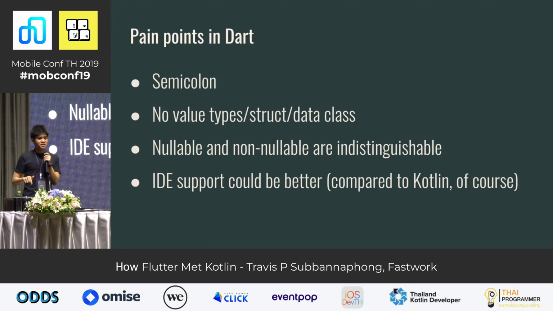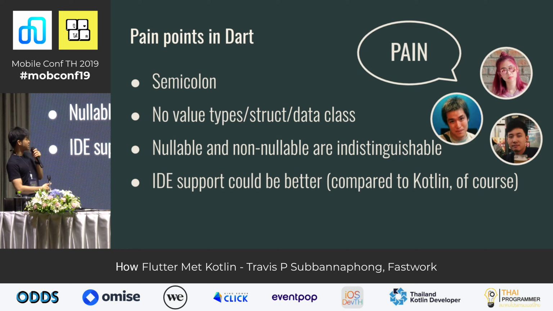And also that type system right now is not null safe. So what happened is you start treating every single variable as nullable. So you get these safe calls or null checks everywhere. And a little complaint from me, the IDE support could be better, well, compared to Kotlin, of course. And that's my team at Fastwork. Yeah, they agree.